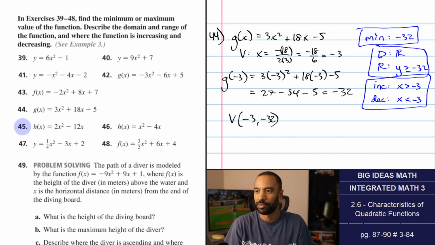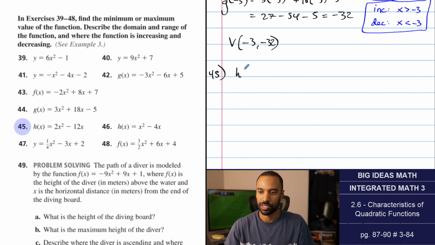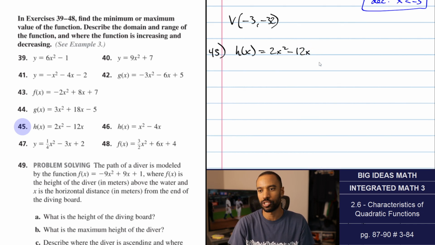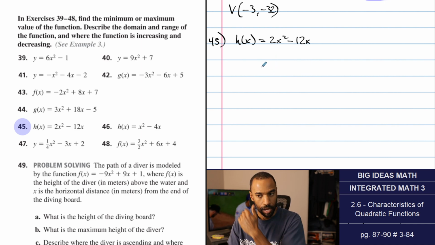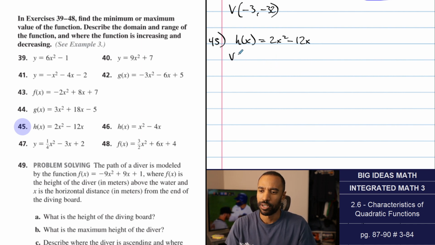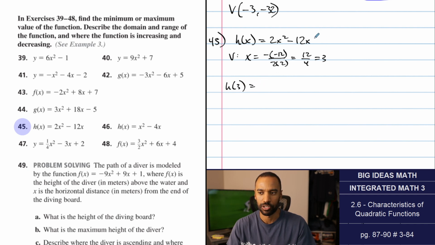Number 45. H of x equals 2x squared minus 12x. Y-intercept of 0. Okay. I already know what the min is going to be. Okay, so vertex x equals negative b over 2a, which is 12 over 4, which is 3. Now, when I plug in 3, I should be getting 0 out for y, because the y-intercept is 0.